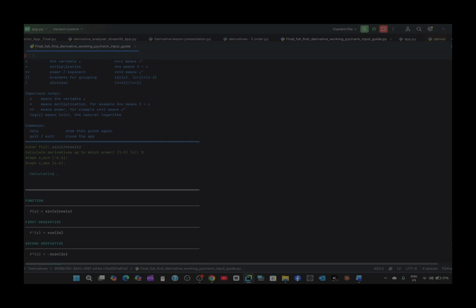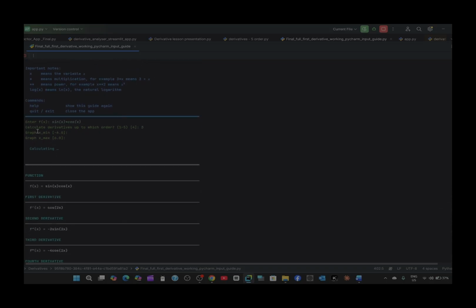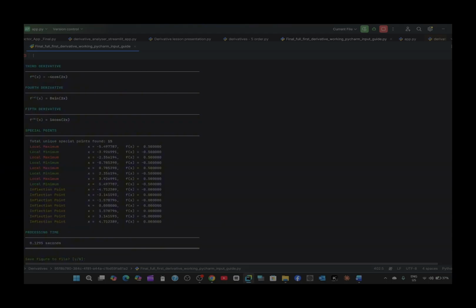This is the input. You put in the function sine x times cos x, that's what we're asking for. The first derivative it gives you straight away. The derivative will be cos 2x. The second derivative will be this answer, and the third derivative will be this answer. And you see the fourth and the fifth derivative. It works very quickly. Computer is amazing. And all this is called special points.